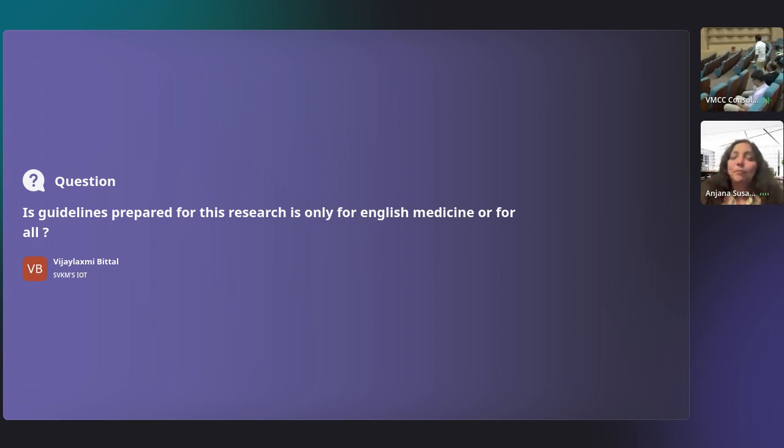Are the guidelines prepared for this research only for English medicine or for all kinds of medicine? So far, only for English, because the challenge that we will run into is translating this UMLS type of syntax into maybe Telugu or Tamil or something like that, and that would require some annotation.